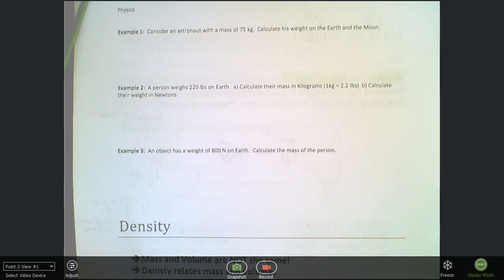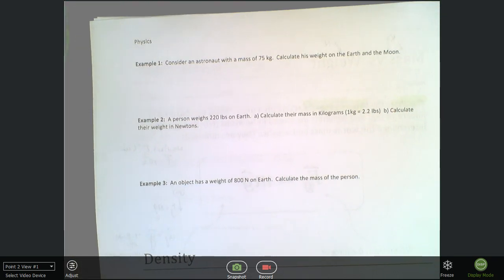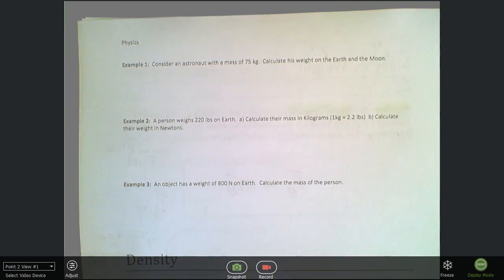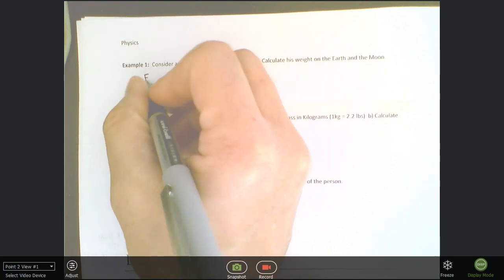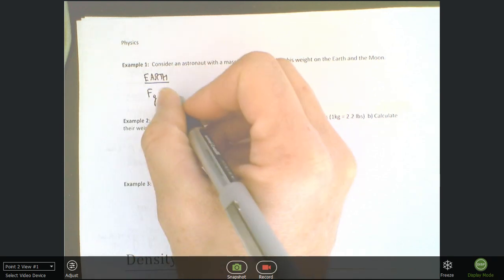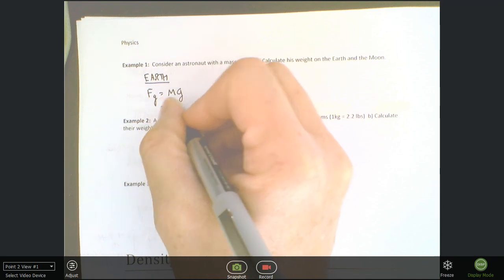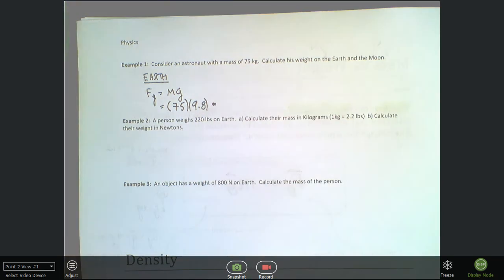try a couple of little questions. So, first one. It says here, as an example, consider an astronaut that now has a mass of 75 kilograms, calculating his weight on Earth and on the moon. All right. So on Earth, force of gravity acting on that object, so it's 75 times 9.8, it's about 750, just less than 750.